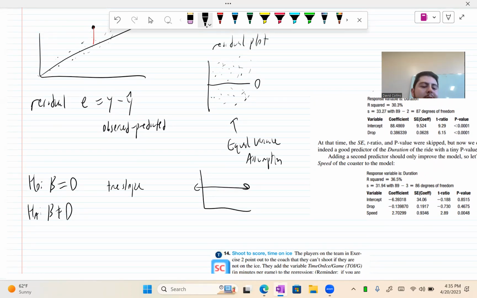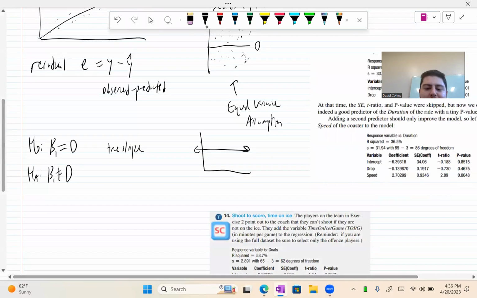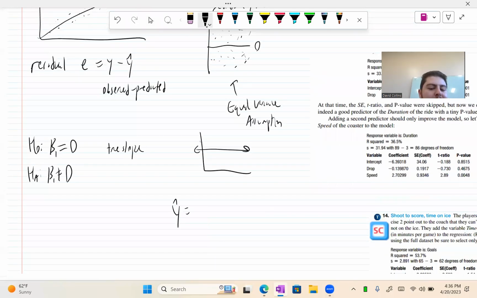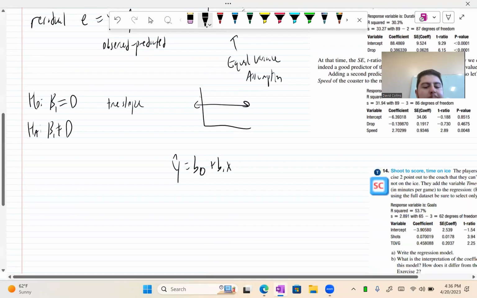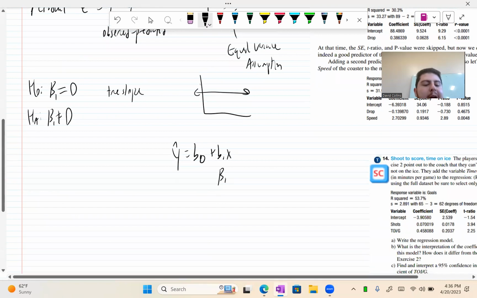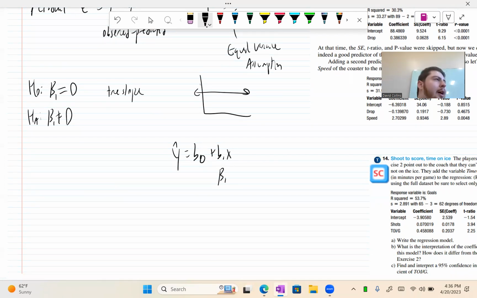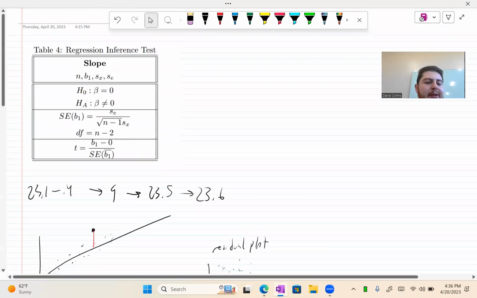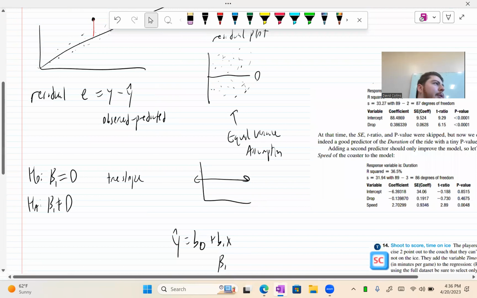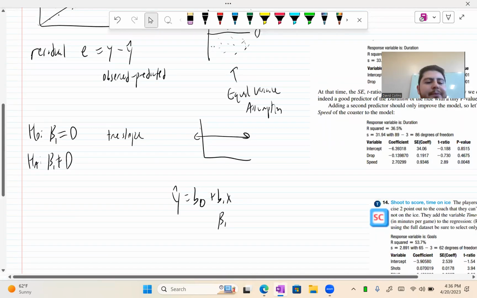No, that's a good point. This just represents the true slope of the line. So yes, that is a little confusing. You can do beta 1 because if you guys remember, the equation of the regression line is y is b0 plus b1x. So you could do beta 1. So beta 1 is the true slope. If you want to put the subscript 1 to not confuse yourself, go for it.